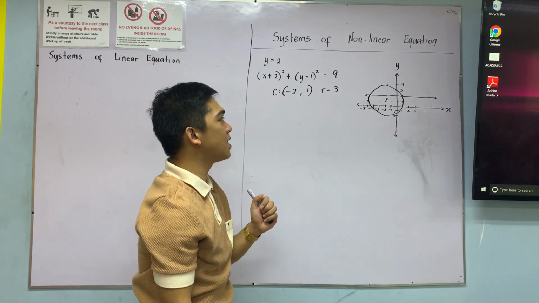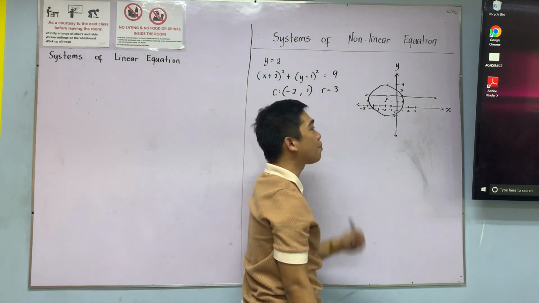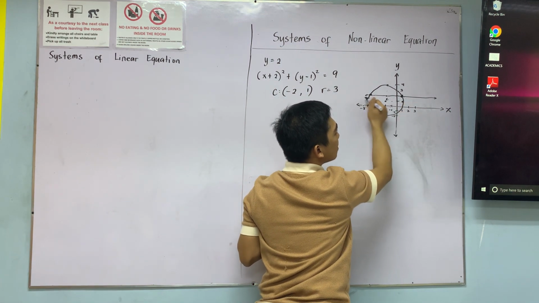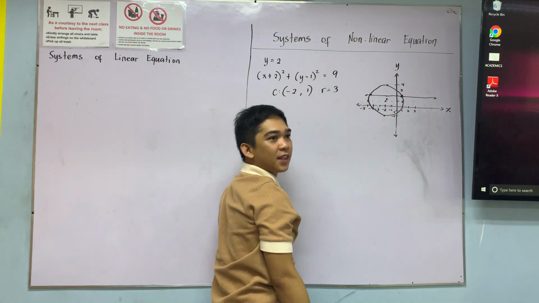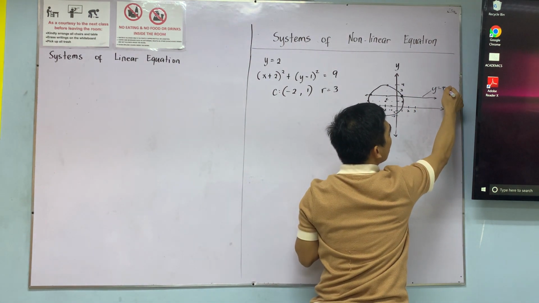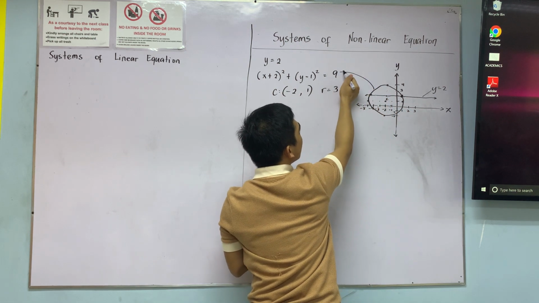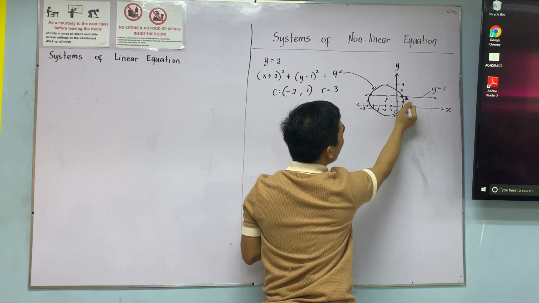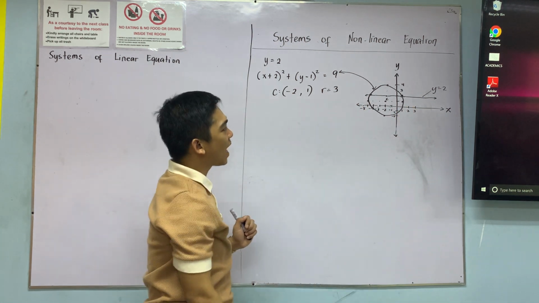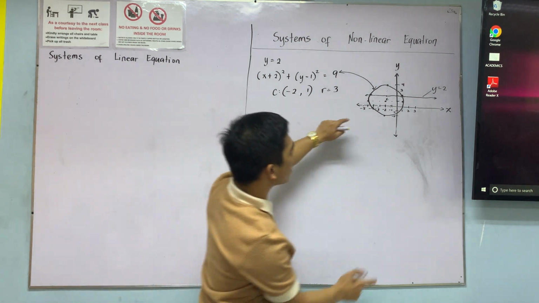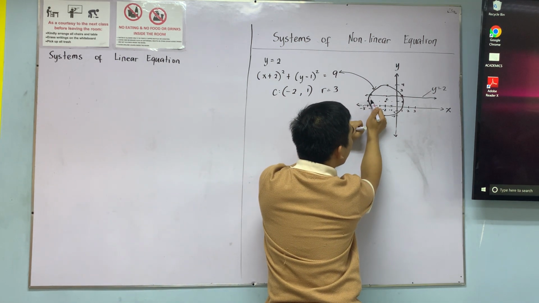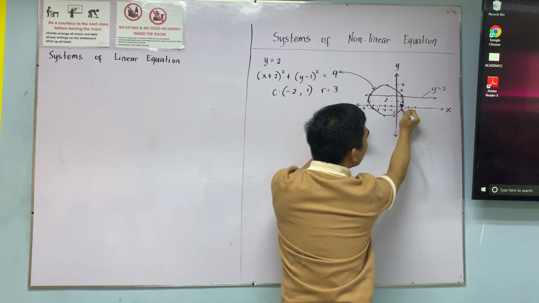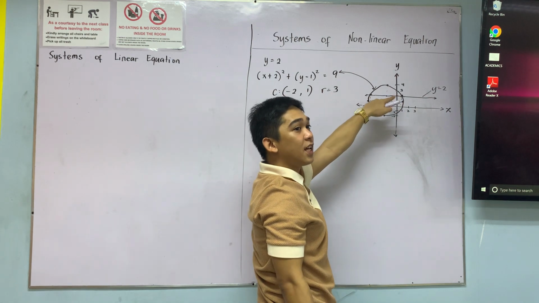Now, sa system of non-linear, kukunin natin yung intersection points nung dalawang graph po natin. So, this is the y is equal to 2, and ito naman ay ito. So, saan sila nag-intersect yung dalawa? Dito and here. This time, hindi natin alam kung ano exacto kasi ito ay between negative 4 and negative 5. Ito naman between 0 and 1. Kailangan natin makuha yung exact coordinate niya.